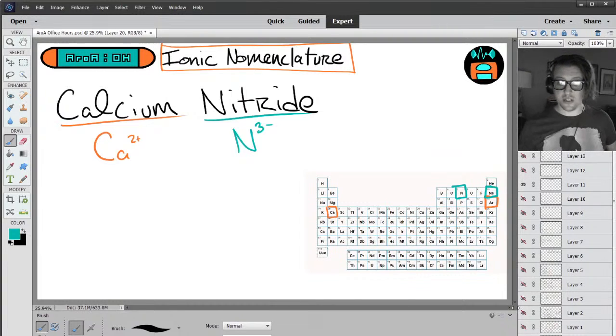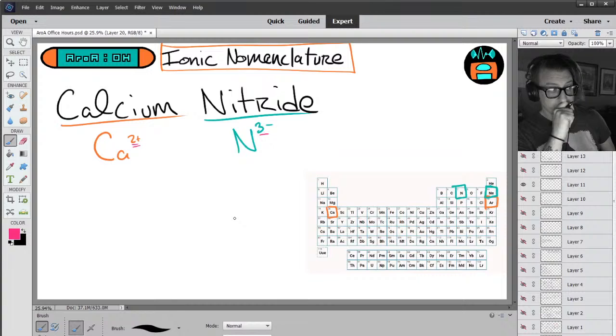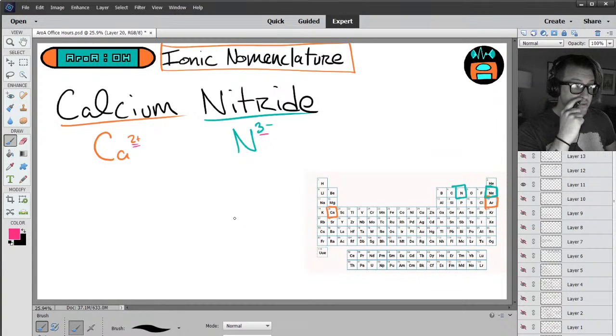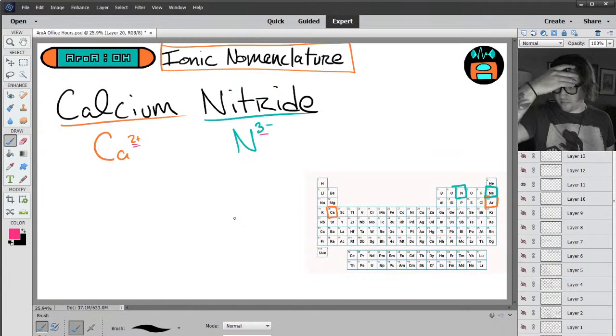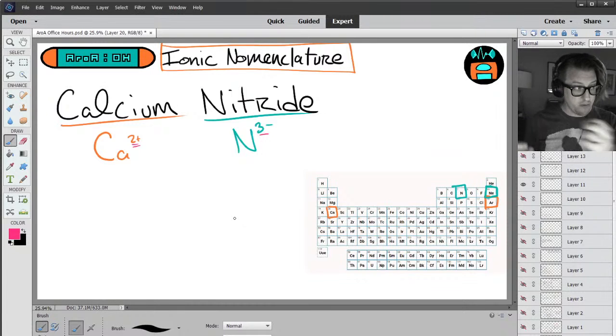Now, here's why this is the hardest version. 2 and 3 do not go into each other evenly. Before, when we had potassium bromide, 1, -1, +1, they went into each other evenly. When we had sodium sulfide, 1 goes into 2 twice. They went into each other evenly, but 2 and 3 don't. So this is the hard version.